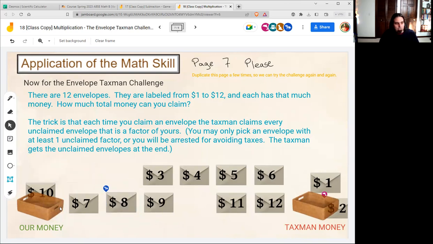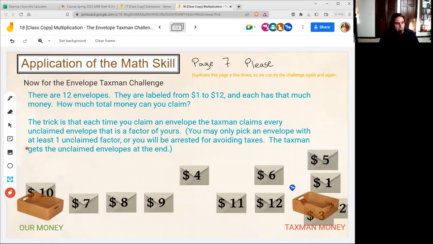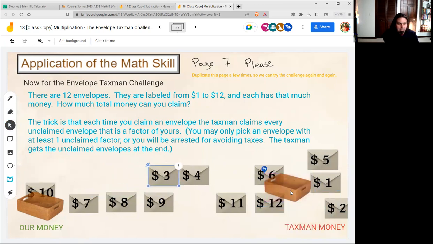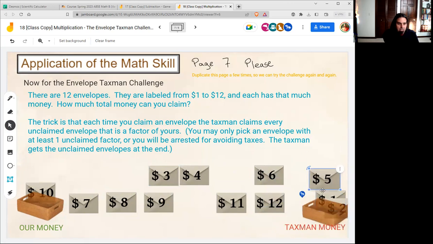Okay, so what else does the tax man get from 10? Not 3. 3 isn't a factor of 10. Yes, 5. So I'll put the 3 back. Whoops, not the basket, the 3. There we go. Okay, so the tax man has 1, 2, and 5, and we have 10. We have more than the tax man, 10 to 8, but not a lot more. Okay, it's our turn to take another envelope.